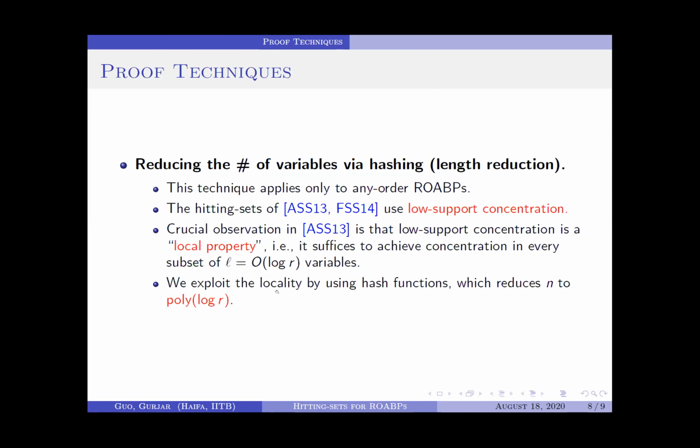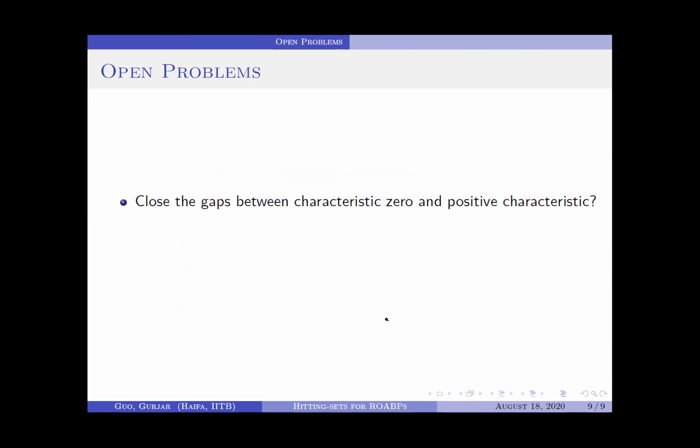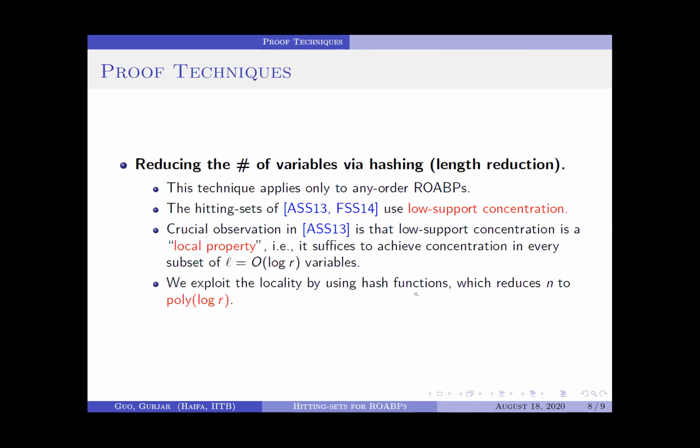And we exploit the locality by using hash functions. Namely, we use a hash function from a pairwise independent hash function family to map the set of n variables to a set of few variables, poly(r) variables, and then we achieve low support concentration in the target set. And then we show that when we go back, this implies low support concentration for the original set. Yes, and this allows us to reduce the number of variables n to polylog r.